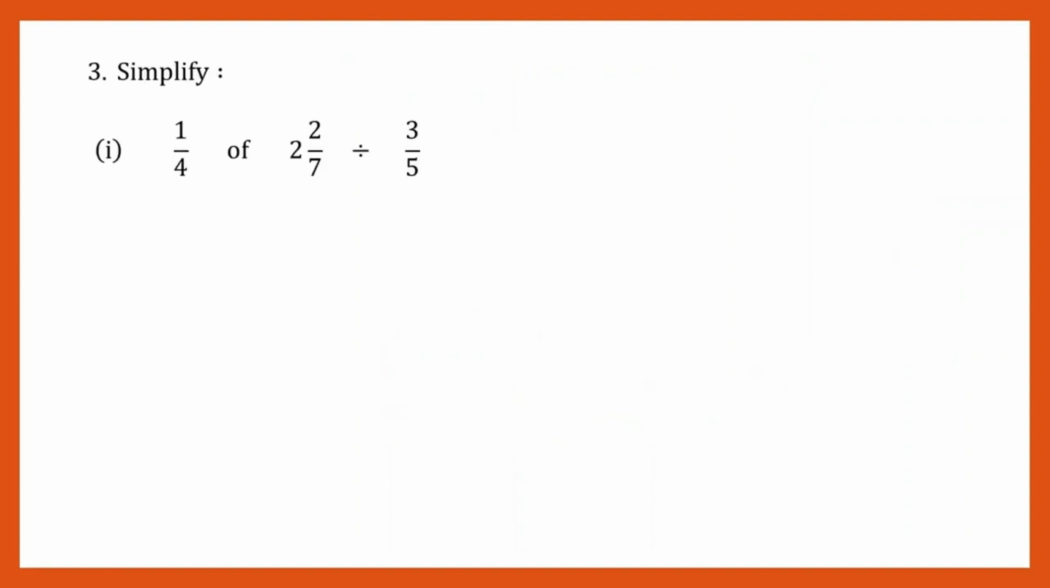Question 3, simplify. Here we have two different operations. Remember to follow the order of BODMAS. So follow this order, BODMAS. So according to this, 'of' comes first, division comes after that. So we need to work out this first. So let's convert the mixed number. Question is 1 by 4.